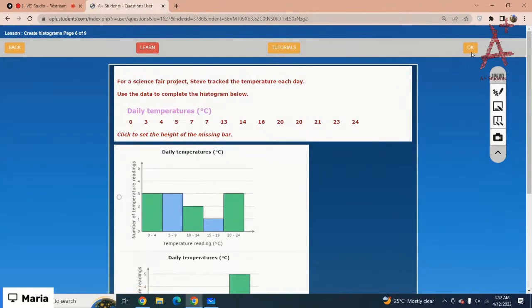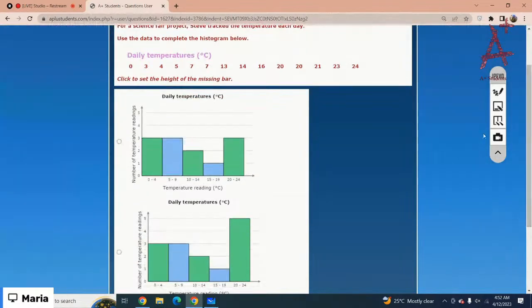Okay, the next one is for a science fair project. Steve tracked the temperature each day. Use the data to complete the histogram below. Okay, let's count the values from 0 to 4. 1, 2, 3. Just three values from 0 to 4. See here, the number of temperatures is 3. Got it? Then you have 5 to 9. 1, 2, 3. That would be 3. So again, here you have 3.